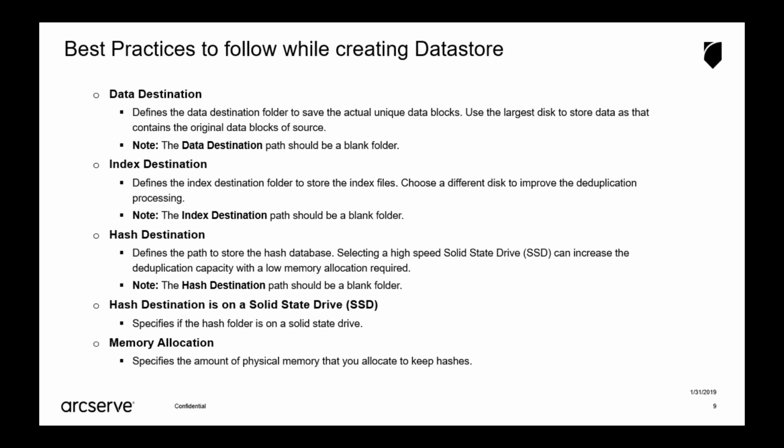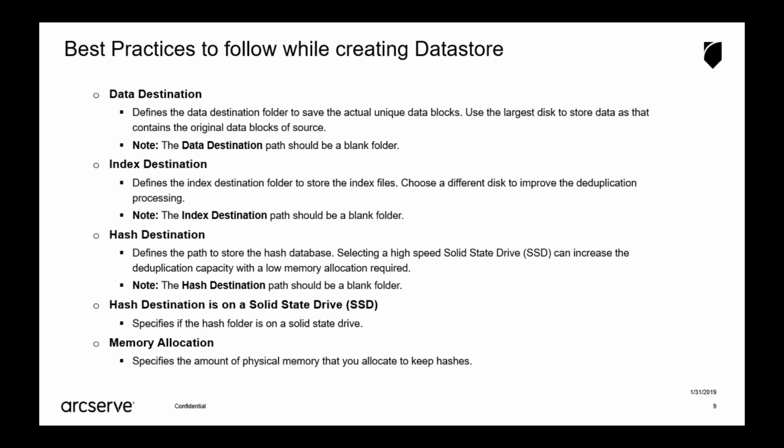And for all the data, index, and hash, the folders should be empty. At the time of creating data stores, they should be empty. Now index destination. It defines the index destination folder to store the index files. As we understood how the indexing happens, it is pointing towards the actual data. So all this information is stored in the index destination. It is recommended to use index on a different disk to improve the performance or improve the deduplication.